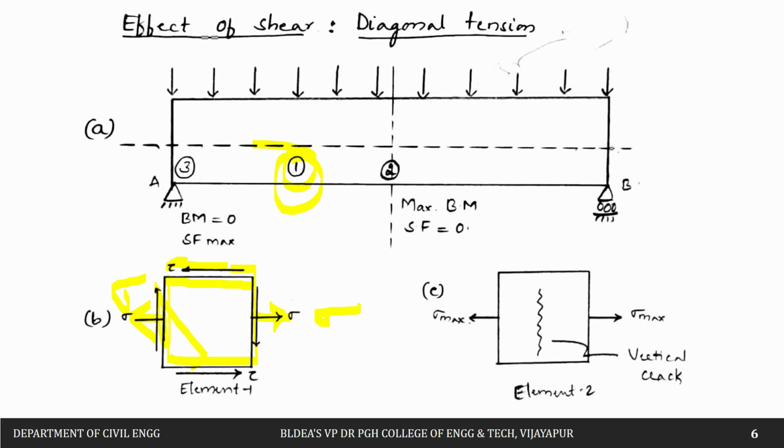Next, if you consider element number 2 at this place, as you know, bending moment is maximum and shear force is 0. So therefore you don't have shear now. Shear will not be there. Only you have the bending stresses, that is, it will be maximum, sigma max. So we don't have any shear, only bending.